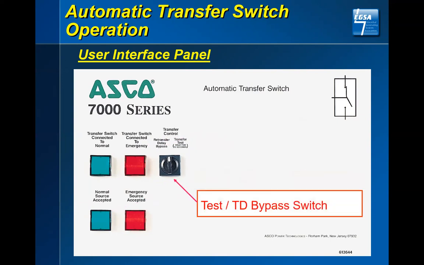The other one here is the test switch. If you move it to the right side momentarily, it will start your generator, but it will not transfer. Why do I want to do that? Well, I'm just testing to be sure that everything's right. I've done some maintenance, and I want to be sure everything's back together. My batteries are good, and I want to just start my generator.